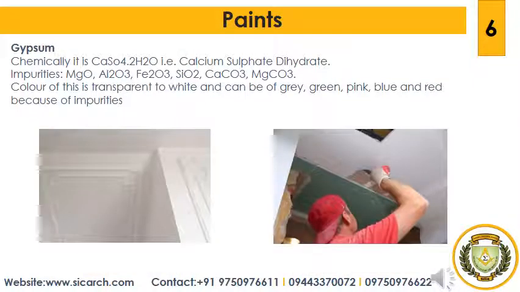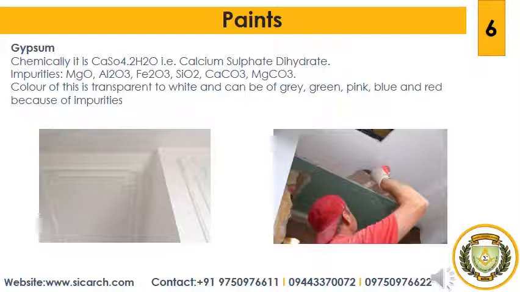So next we will see about gypsum. Gypsum is a rock-like mineral commonly found in the earth's crust, extracted, processed and used by man in construction or decoration in the form of plaster and alabaster. During the time of the pharaohs, gypsum was used as a mortar in the construction of the Cheops pyramid, which is like 3000 BC. Chemically, it is CaSO4·2H2O, that is calcium sulfate dihydrate.